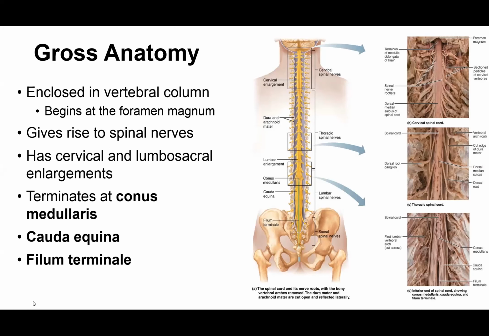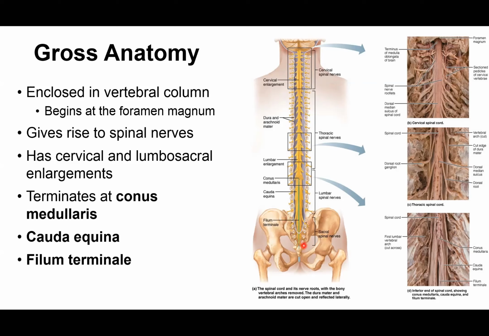So the spinal cord is the structure that is enclosed within the vertebral column, and it begins all the way up at the foramen magnum, which is that giant hole on the base of the skull. And each level of the spinal cord gives rise to what we call spinal nerves. So up here we can see these little projections coming off of the spinal cord. These are the cervical spinal nerves. We'll have the thoracic spinal nerves, lumbar spinal nerves, and sacral spinal nerves.